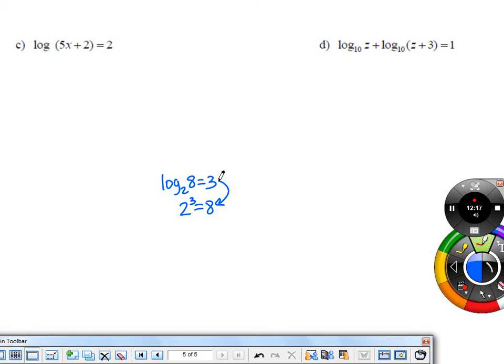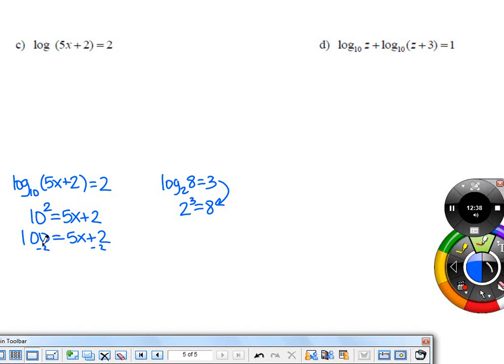So when I look at the problem up here, remember that log with no base is really the common log, or log of base 10. And so this would be 10 to the second power equals 5x plus 2. Now this is solvable. I know that 10 to the second power is 100. I will subtract 2 from both sides. So I'll get 98 equals 5x. And I'll divide both sides by 5. And I'll get x is equal to 98 over 5.